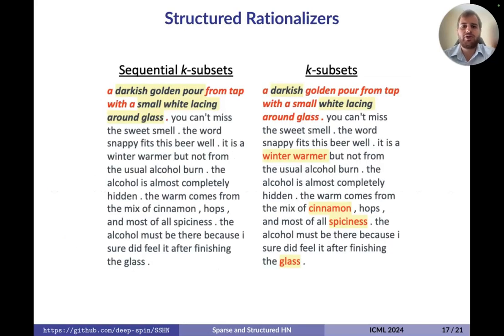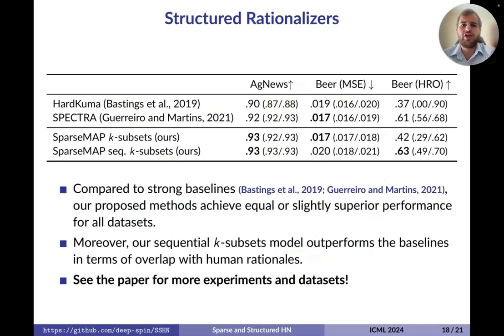Additionally, we conduct experiments on text rationalization, and here we show the produced rationales. Italic corresponds to the human rationale, while yellow highlight corresponds to the model's rationale. Sequential k-subsets achieves an almost perfect produced rationale with contiguous nature, while k-subsets produces a rationale with tokens spread across all text, which is not very good. We also show task performance results, and comparing to strong baselines, our proposed methods achieve equal or slightly superior performance for all datasets. Moreover, sequential k-subsets outperforms all baselines in terms of overlap with human rationales. You can see the paper for more datasets.